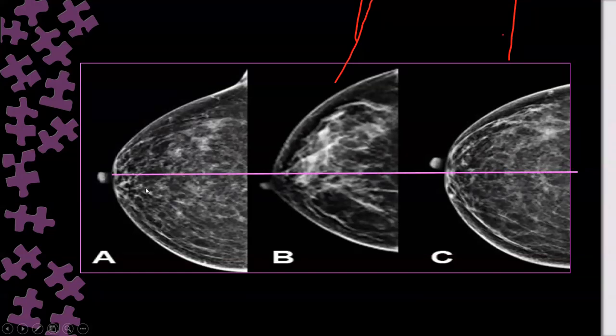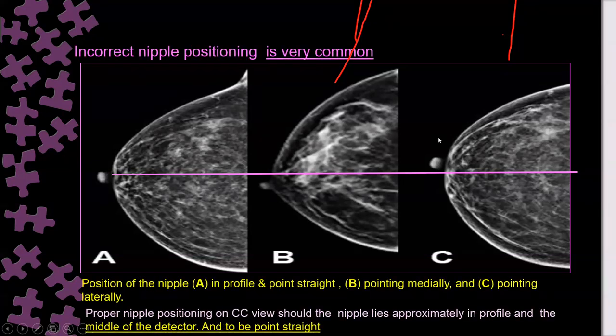When we draw the posterior nipple line from the optimum one, can you see it? Yes. In B, it is pointing medially. So it has to be pointing forward. It has to be straight. It has to be centered, in profile, and pointing straight.